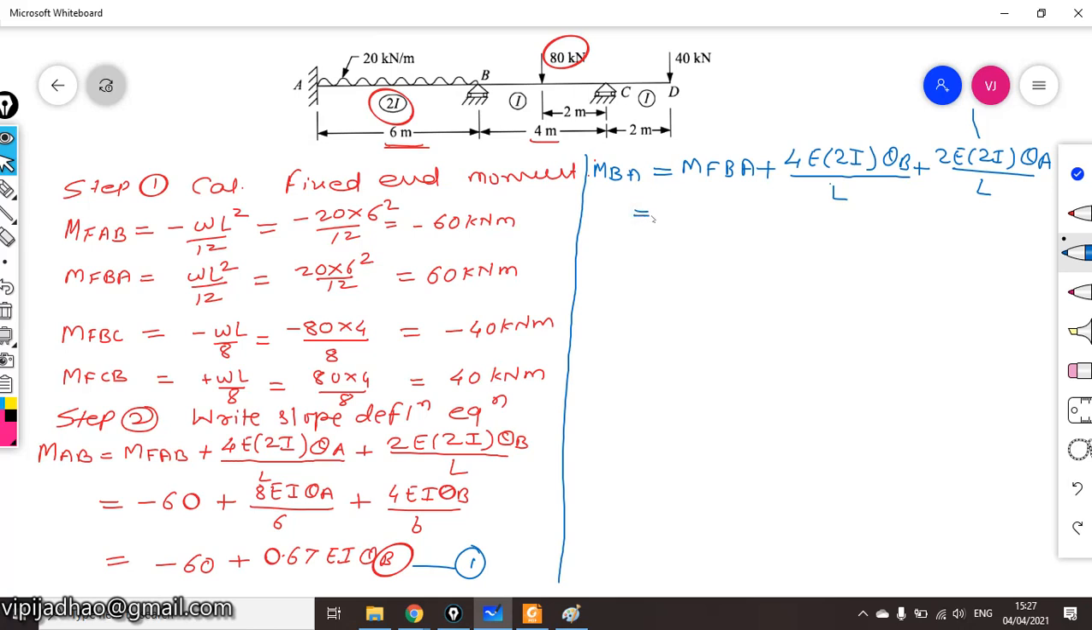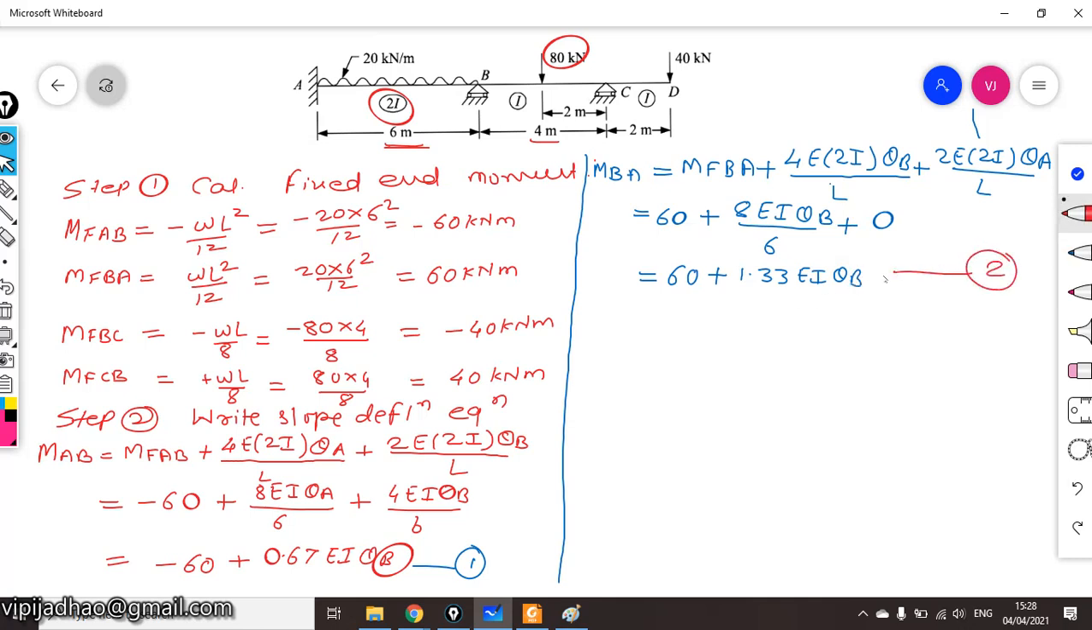So MBA will be equal to MFBA, that is 60, plus 8 EI theta B divided by L, and this term will be 0. So this becomes 60 plus 4 by 3, or 1.33, EI theta B. This is your equation number 2.